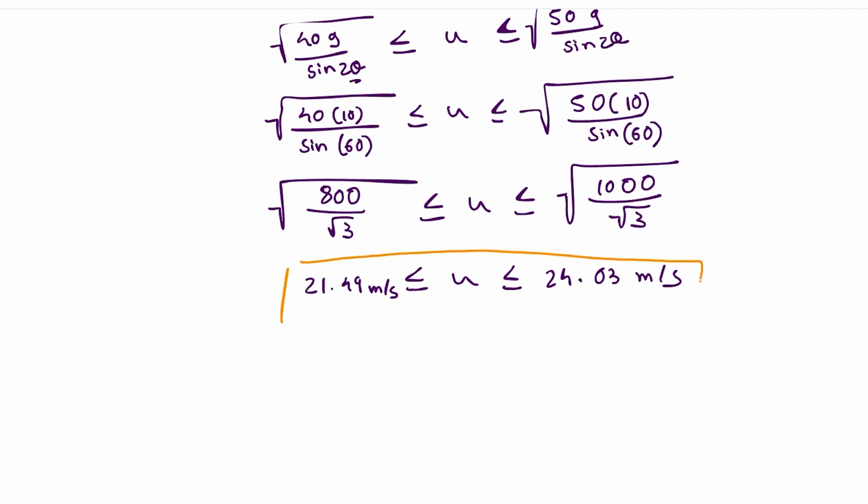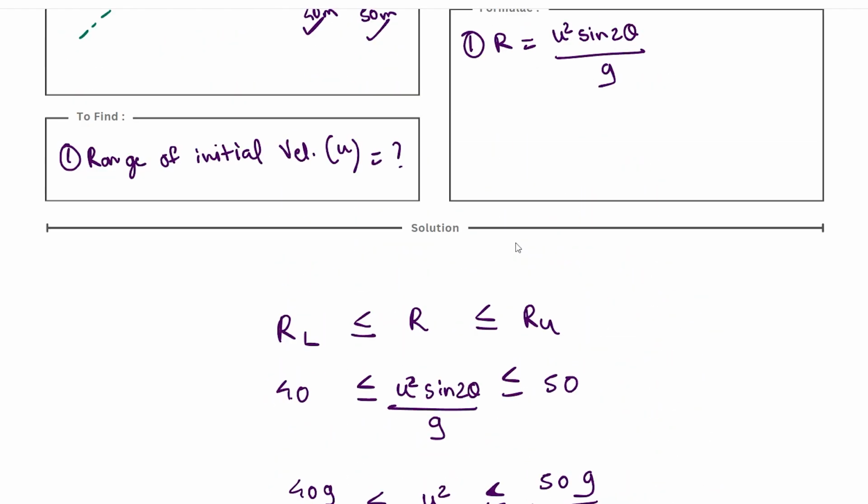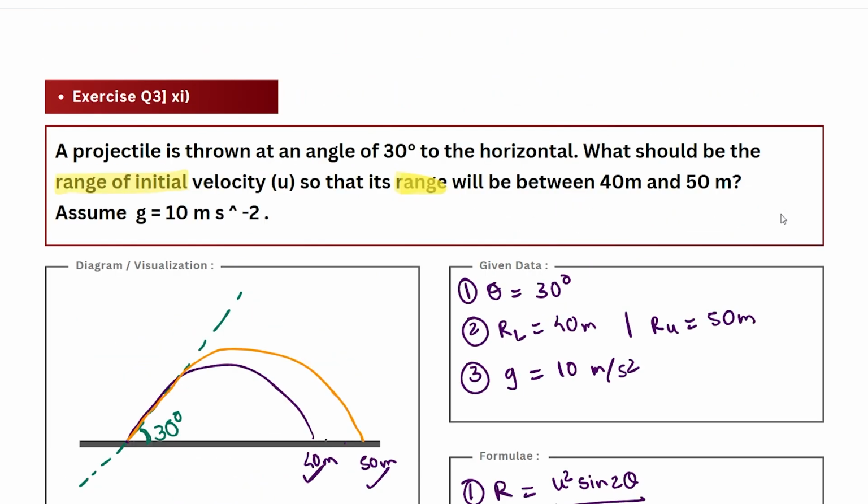This was what we were supposed to calculate, which is the lower limit and the upper limit of the velocities. As long as my particle is launched between these two velocities, I should get the desired range. That is, my particle should travel between 40 to 50 meters horizontally.